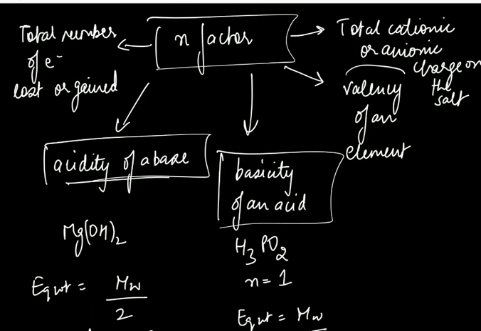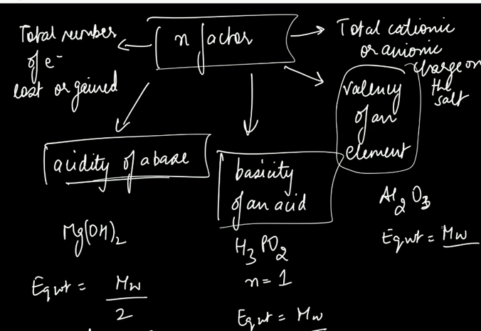Then we go to the valency of an element. So aluminium oxide we discussed, Al2O3. Simply, you can see from the formula that the aluminium valency is 3. So you can calculate the equivalent weight: the molar mass of aluminium oxide, which you can calculate, divided by 3. 3 is the valency, 3 is the n factor for aluminium oxide. So it can be for anything, right? It can be for a polyatomic ion, a cation, an anion, a single element, anything, if you're calculating the valency of an element like this.